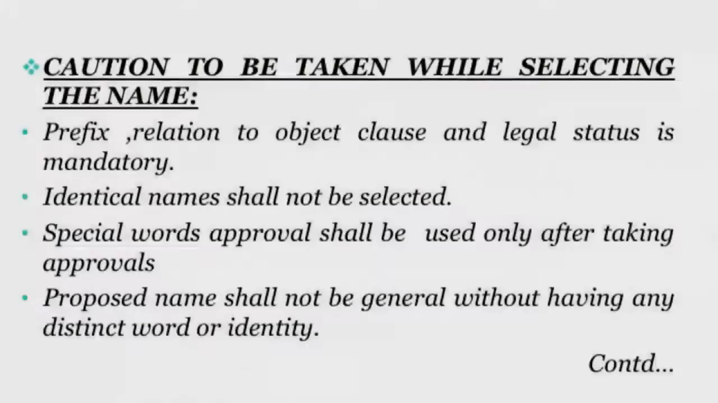Please understand, while selecting a name, there are three things which are important. First is a prefix, second one is an object clause, and third one is a legal status. As far as prefix is concerned, it should be something which is relevant to the concerned promoter. It should be a name which the promoter believes in, maybe a name of a god, a relative, or anything which the promoter feels is important to him.